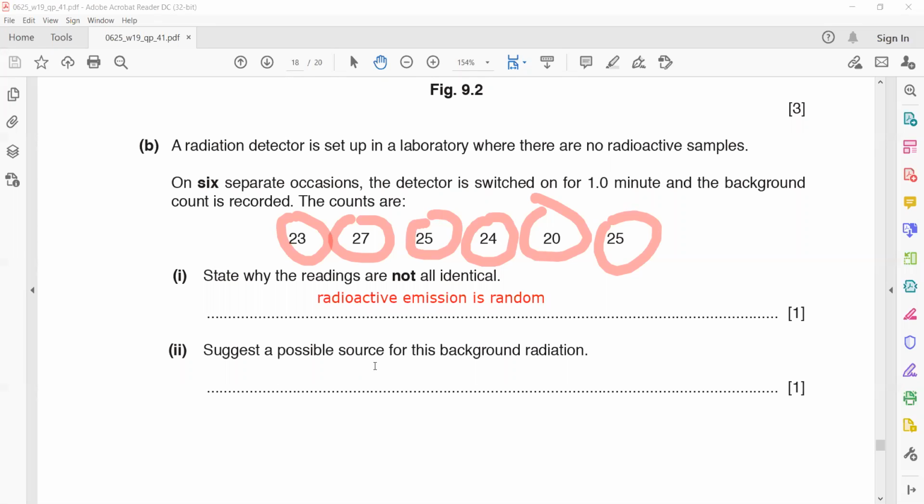Suggest a possible source of this background radiation. Why is there background radiation? What could be the possible source? Maybe cosmic rays, radiation from the atmosphere, maybe a nearby nuclear power station or nuclear waste. Radon is also radioactive. Rocks, buildings, soil, and earth also have some radioactive material.